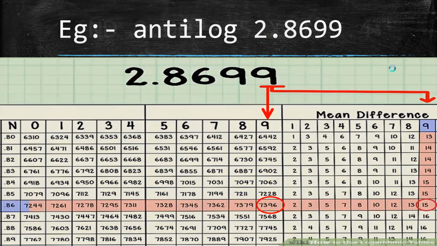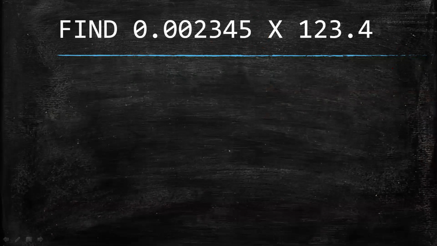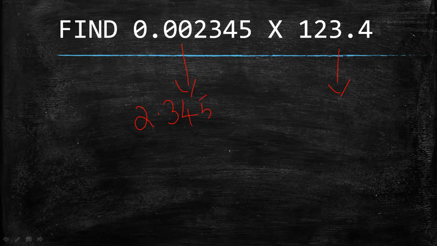Now I will show you some examples. How can we perform multiplication of two numbers quickly and easily by using log calculation? If you want to find the multiplication of 0.002345 and 123.4, the first thing is to write both these numbers in scientific representation. Here I'm going to write this as 2.345 into 10 raised to. This is a number which is less than 1, so 10's power is going to be negative. And how many decimal places are you shifting? 1, 2, and 3. So it will be 10 raised to minus 3.